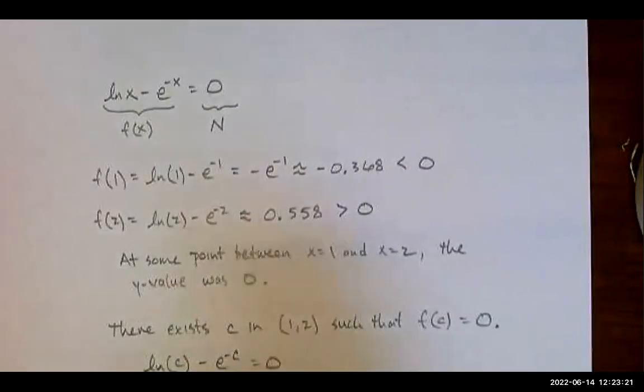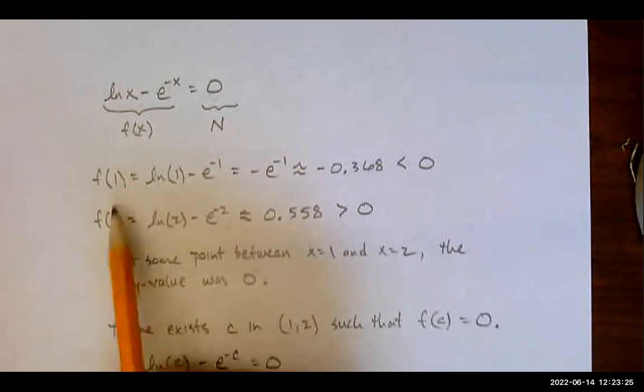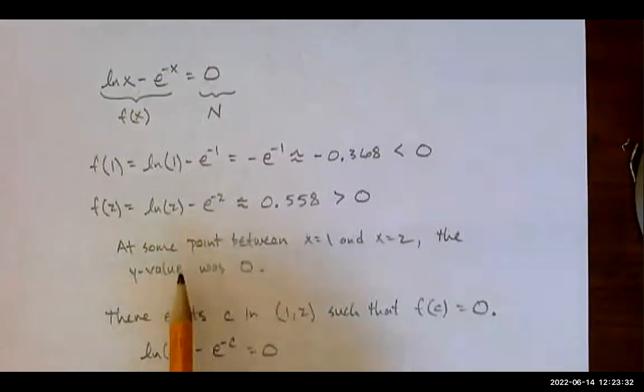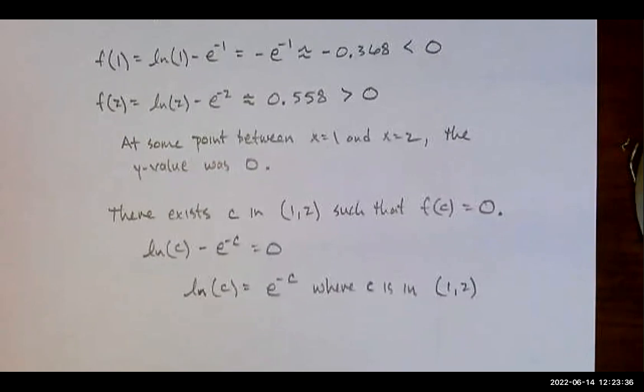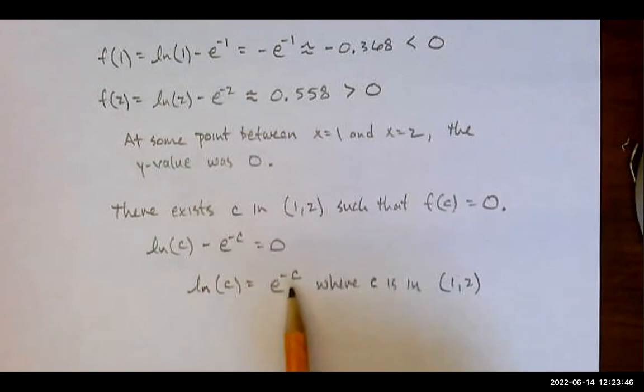And so because of the way we set up our function, and because when we plugged in the endpoints we got one negative and one positive, then it must be that at some point between them, it passed through 0, and that's all we needed. And after that, we were just wrapping it up and stating it clearly that there's a value of C in 1, 2, which makes these equal.